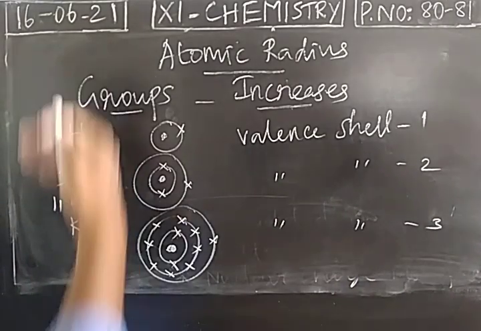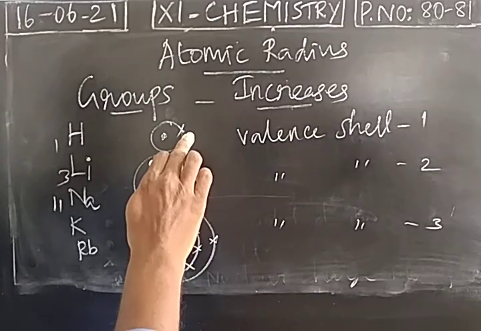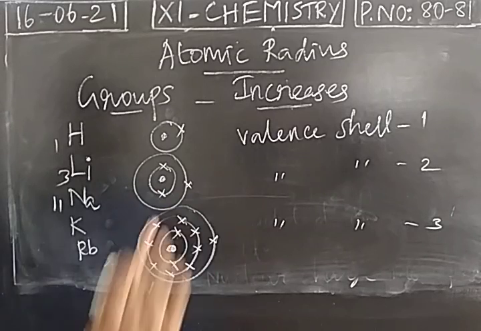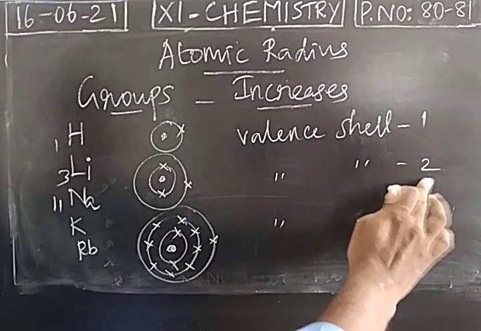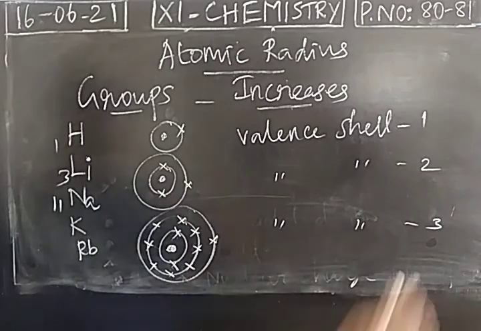So when you consider the elements in a group, top to bottom atomic size increases. This is because of addition of valence electron in the next cells. The valence electron will be in the first cell for hydrogen. The valence electron will be in the next cell, second cell, for lithium. For sodium, valence electron will be in the third cell. So number of cells increases.